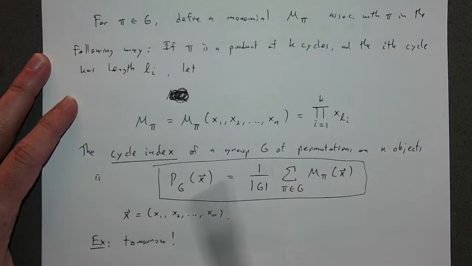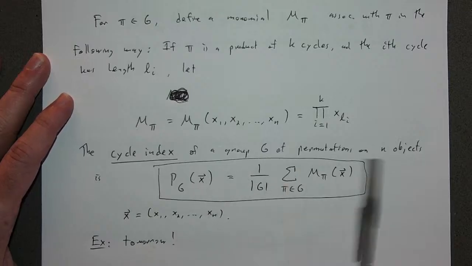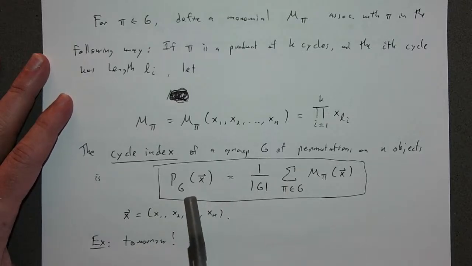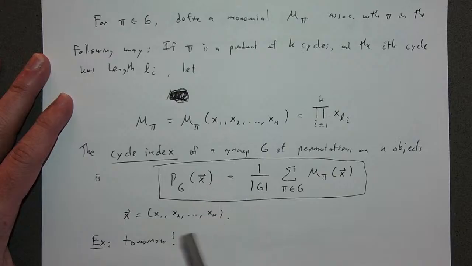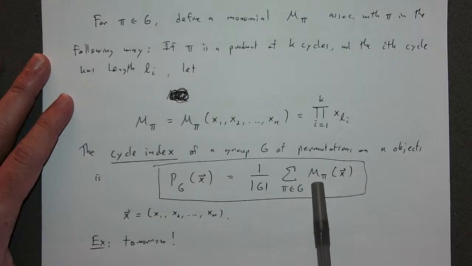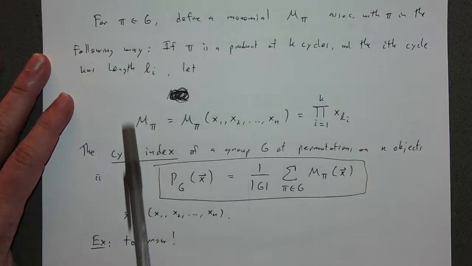n objects. This is P sub G of the vector x. Vector x contains these variables x1 to xn, which you could think, right, that the indices here are the labels on the n objects, whatever you want to think about that. This is 1 over the order of the group, or 1 over the size of the group, times the sum over permutations in the group of this m sub pi of x, where this m sub pi was a monomial defined in this way.